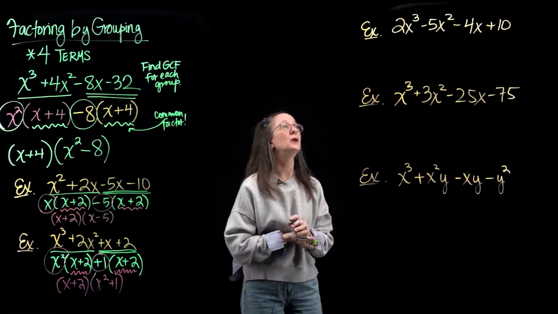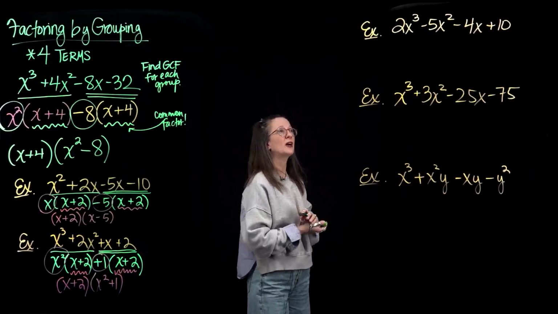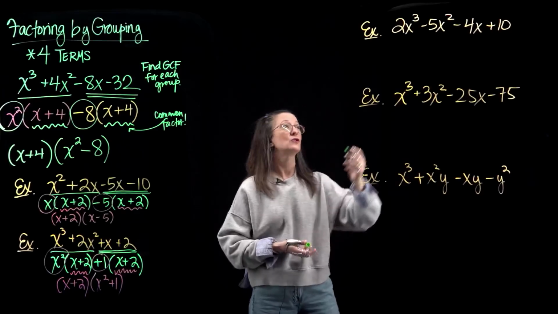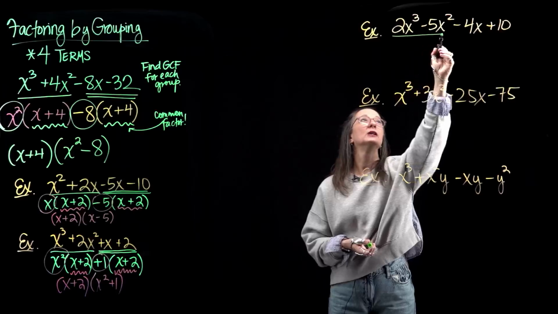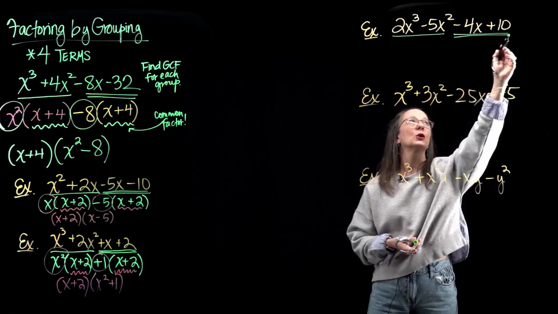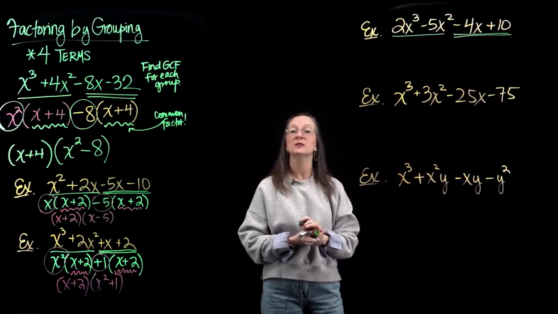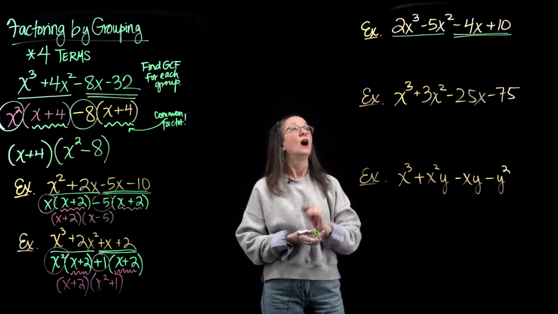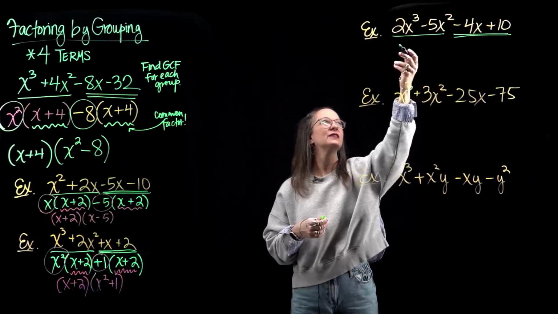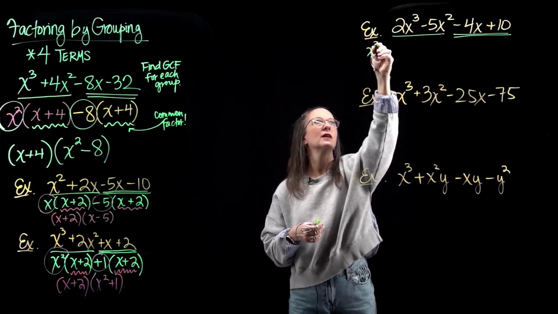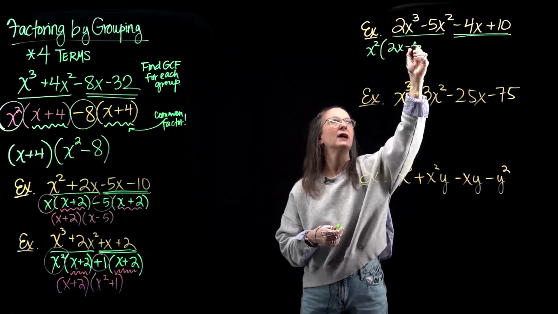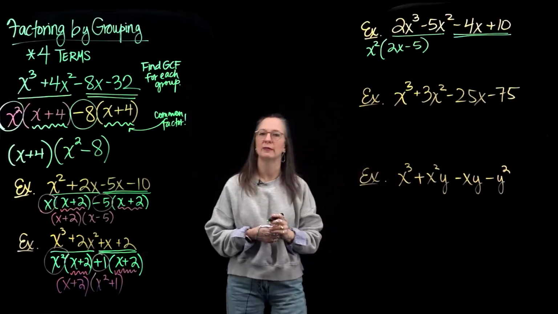So my next example, I have 2x cubed minus 5x squared minus 4x plus 10. So the first group will be 2x cubed minus 5x squared, and the second group will be minus 4x plus 10. Off of that 2x cubed minus 5x squared, I'm going to factor off the GCF, which is x squared. And then I'll write down what's left, which is 2x minus 5.